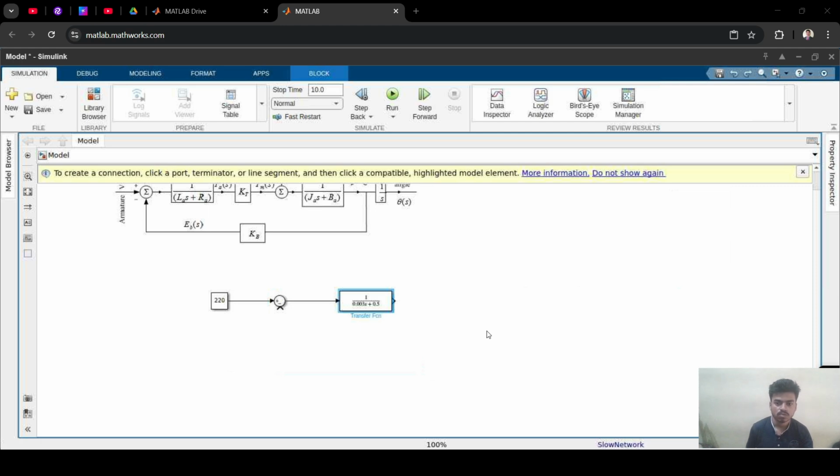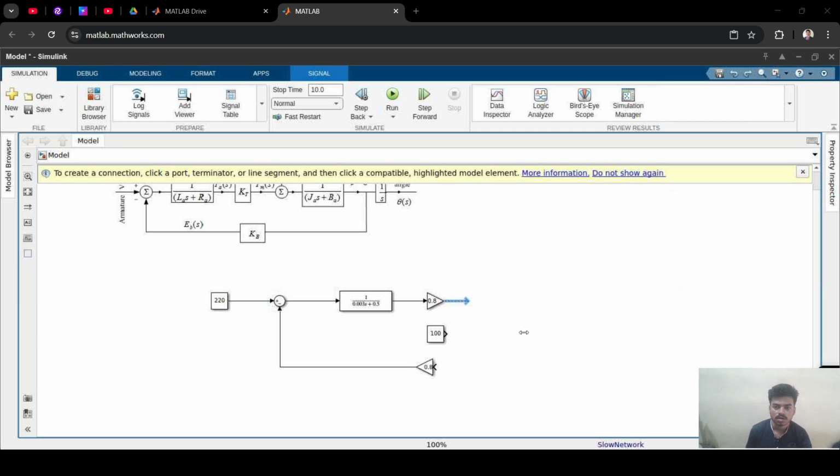Further we are going to take the generated torque Tm. This is the constant K, 0.8. So this Ia(s) is multiplied by the torque constant Kt equal to 0.8. This gives the generated torque Tm(s).